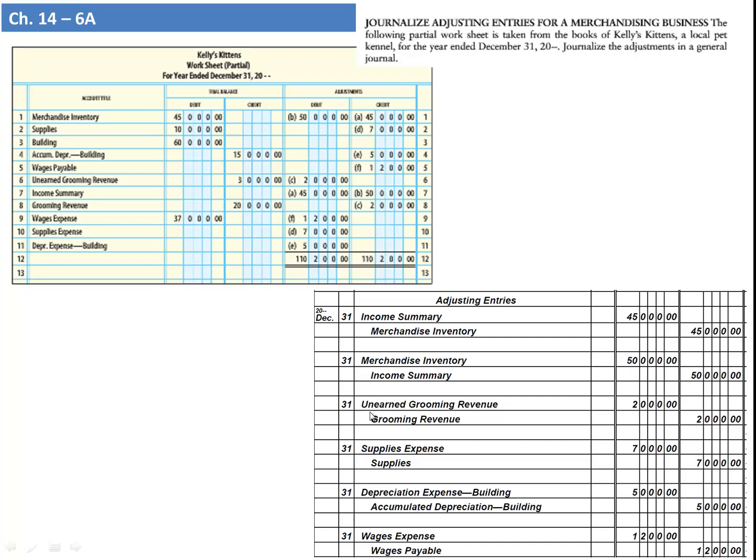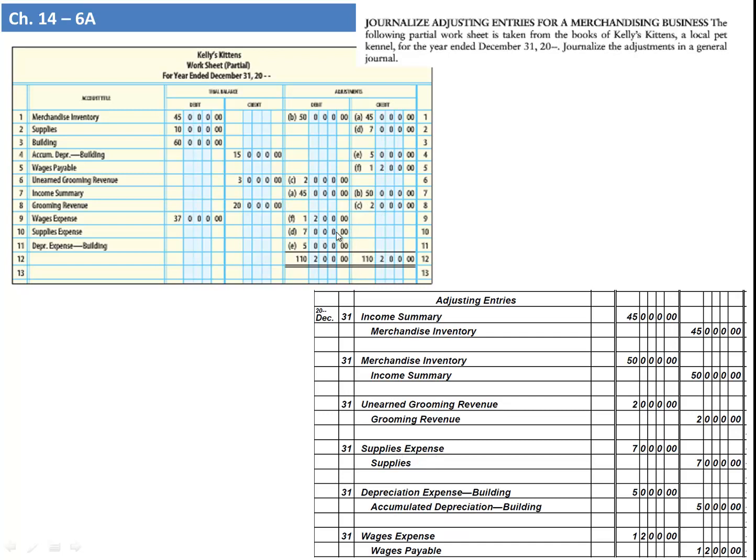Then it looks like we had some unearned revenue. The fact that we're debiting the unearned revenue here, if you find our unearned revenue, this means that $2,000 of this unearned revenue has now been earned. So we're taking it out of our unearned revenue liability account and we're putting it into our revenue account, grooming revenue.